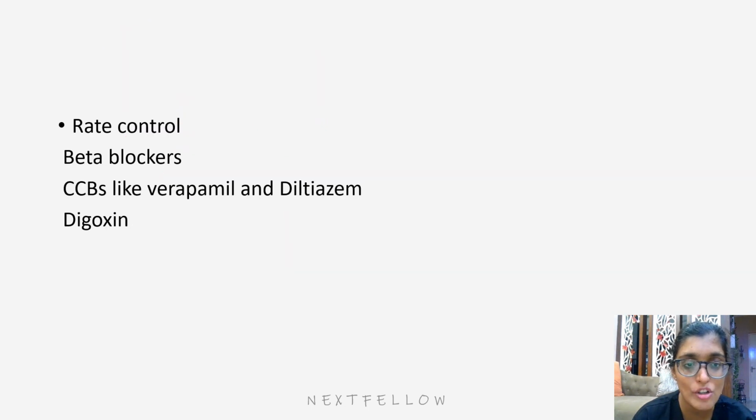The main basis of treatment is rate control. Rate control is achieved by beta blockers, calcium channel blockers like verapamil and diltiazem, and digoxin. The indication of digoxin in case of atrial fibrillation is atrial fibrillation with heart failure.